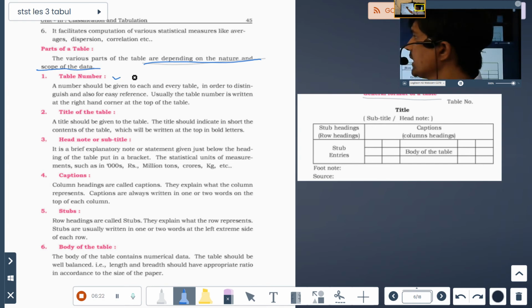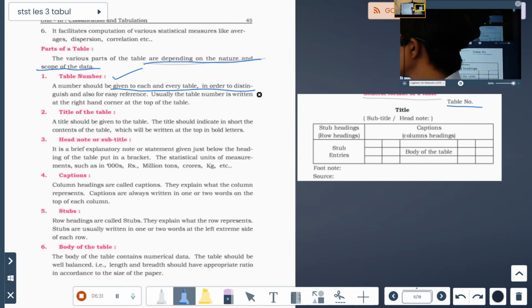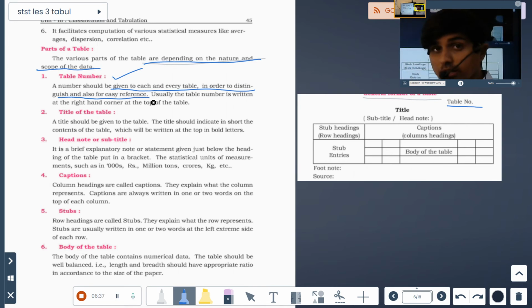First one is table number. You can see here, table number. Number should be given to each and every table in order to distinguish and also for easy reference. So table 1, table 2, table 3. Now what is table 1? Table 1 is my physics marks. Table 2 is my chemistry marks. Table 3 is my statistics marks. Table 4 is my maths marks. Or again, table 1 is accounts, table 2 economics, table 3 business study, table 4 statistics. Like this, you can make tables.